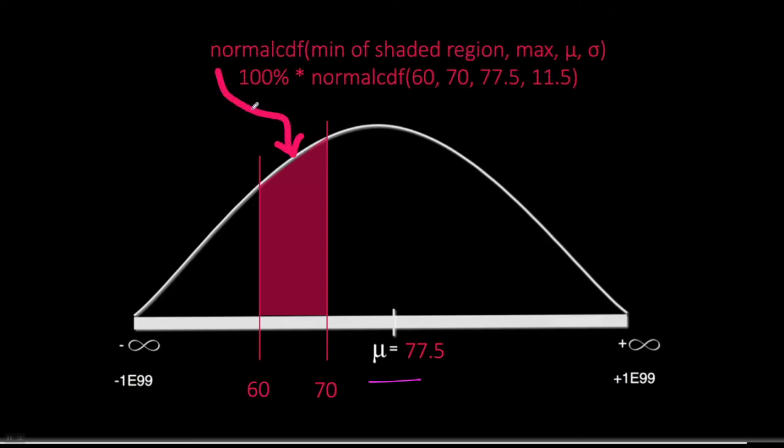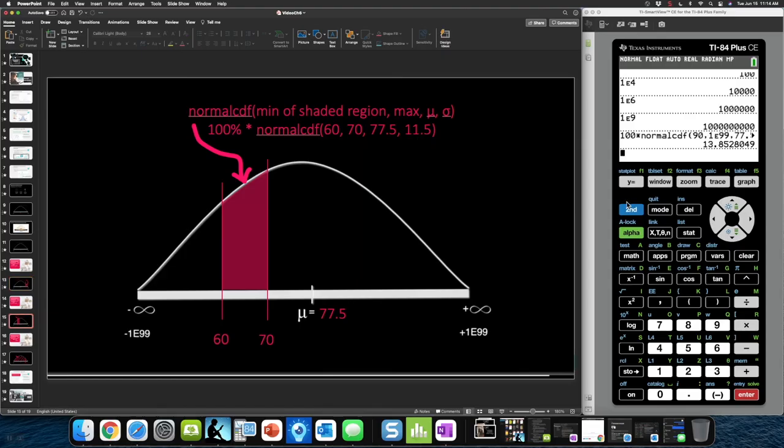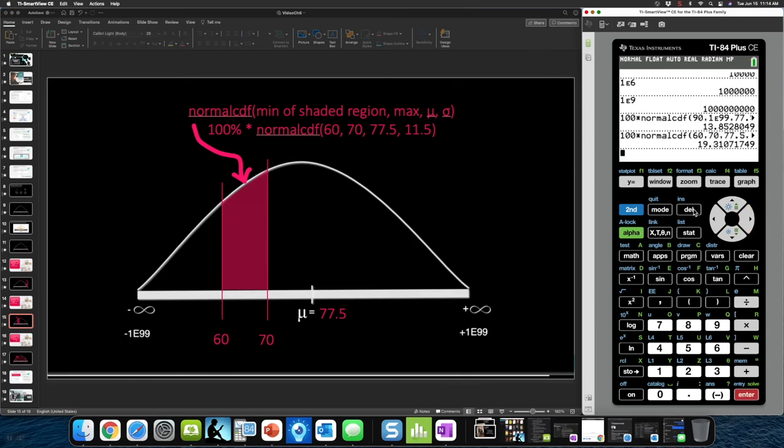Hopefully you said normal CDF. And because it's percentage still, we want to multiply by 100%. So let's go ahead and quickly do that. I'm just going to do second entry, and we'll change, whoops, went further than I meant to, 60, and then 70, and I'm going to delete because I have extra here, and then 77.5 and 11.5. That all looks good. So now we have 19.3% is going to be our area here, and that makes sense. It would certainly be less than 50%. 19.3% looks pretty good.